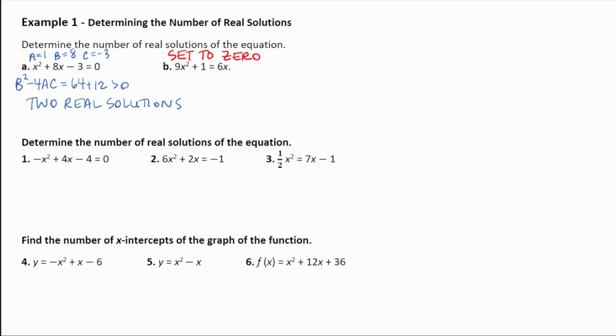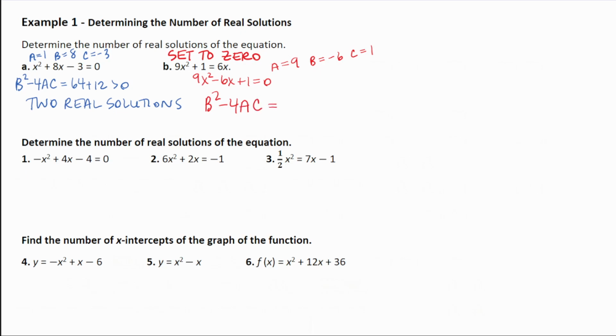So 9x squared plus 1, I'm going to have to subtract 6x from both sides to get this set equal to 0. So 9x squared minus 6x plus 1 is equal to 0. Okay, so I know that I've got a equaling positive 9, b equaling negative 6, and c equaling 1. Okay, I'm going to do b squared minus 4ac.